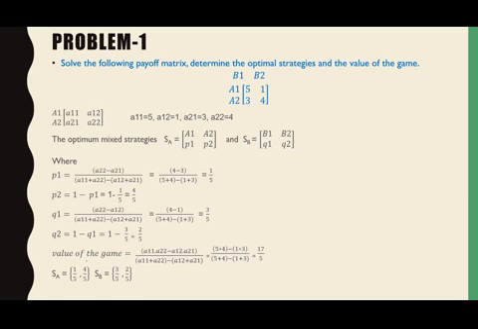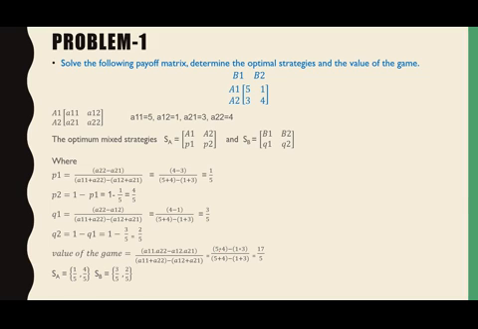Now I am supposed to find out the value of the game, gamma. So it is the product of the principal diagonal minus the secondary diagonal: A11 into A22 minus A12 into A21, divided by the sum of the principal diagonal minus the sum of the secondary diagonal. So it will be 5 into 4 minus 3 into 1 divided by 5 plus 4 minus 3 plus 1. So 5 into 4 minus 1 into 3 divided by 5 plus 4 minus 1 plus 3.